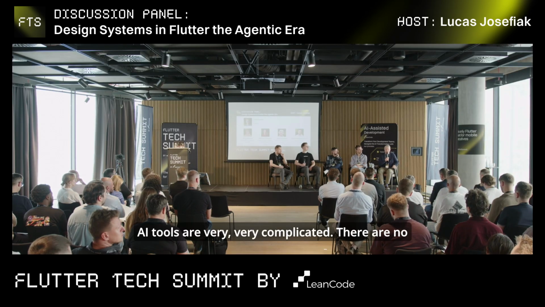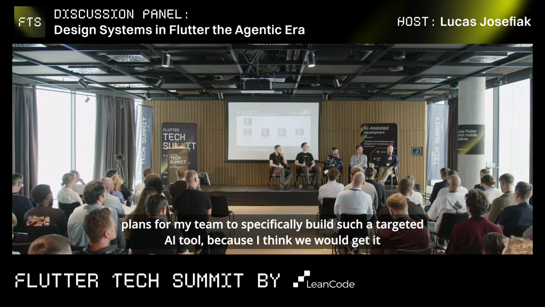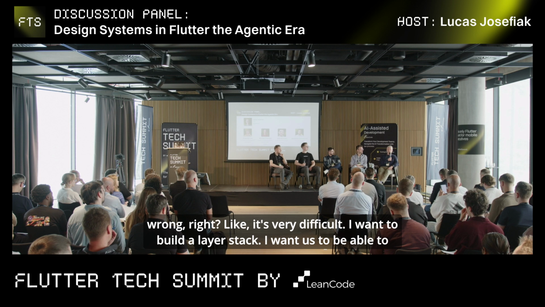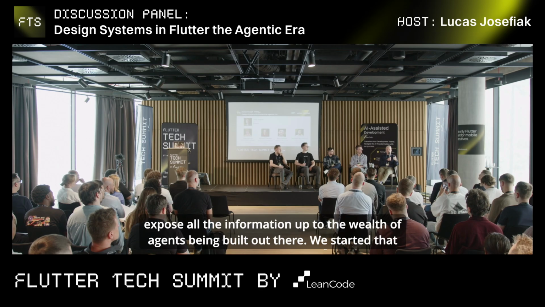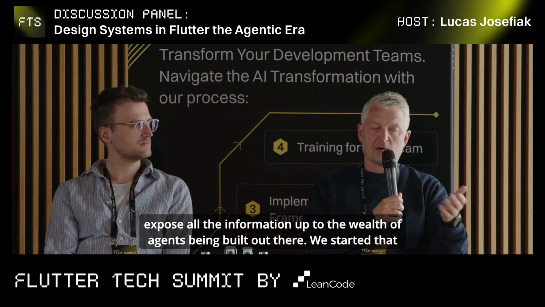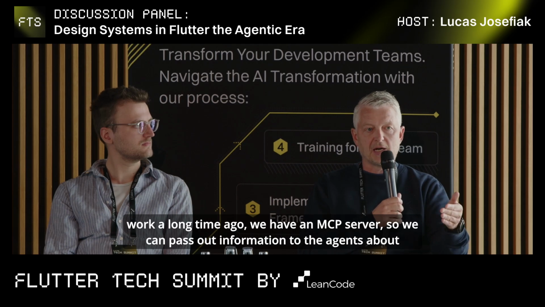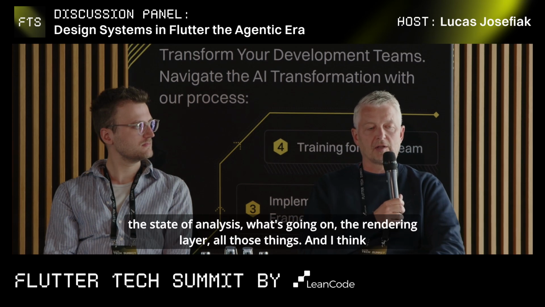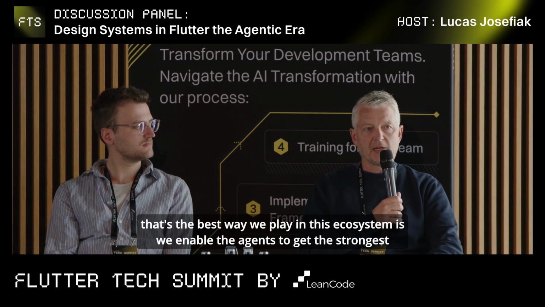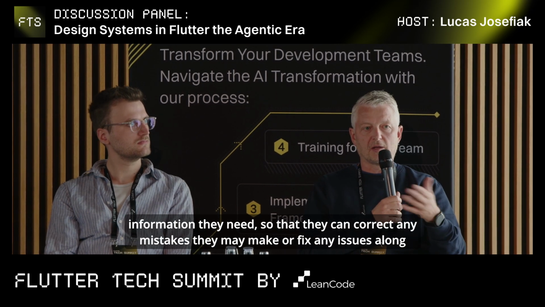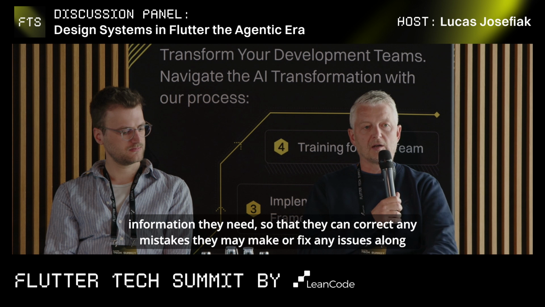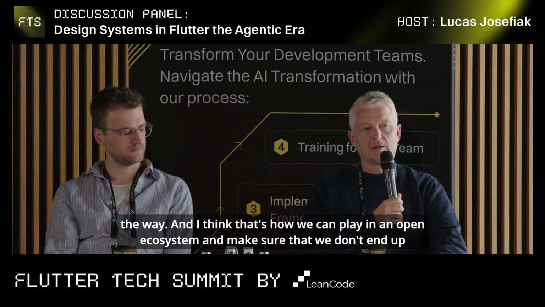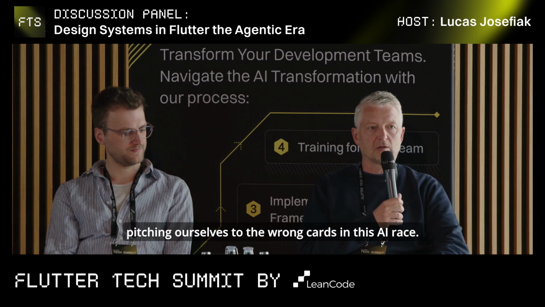AI tools are very, very complicated. There are no plans for my team to specifically build such a targeted AI tool, because I think we would get it wrong. It's very difficult. I want to build a layered stack. I want us to be able to expose all the information up to the wealth of agents being built out there. We started that work a long time ago. We have an MCP server, so we can pass information to the agents about the state of analysis, what's going on in the rendering layer, all those things. And I think that's the best way we play in this ecosystem: we enable the agents to get the strongest information they need, so that they can correct any mistakes they may make or fix any issues along the way. That's how we can play in an open ecosystem and make sure that we don't end up hitching ourselves to the wrong cart in this AI race.